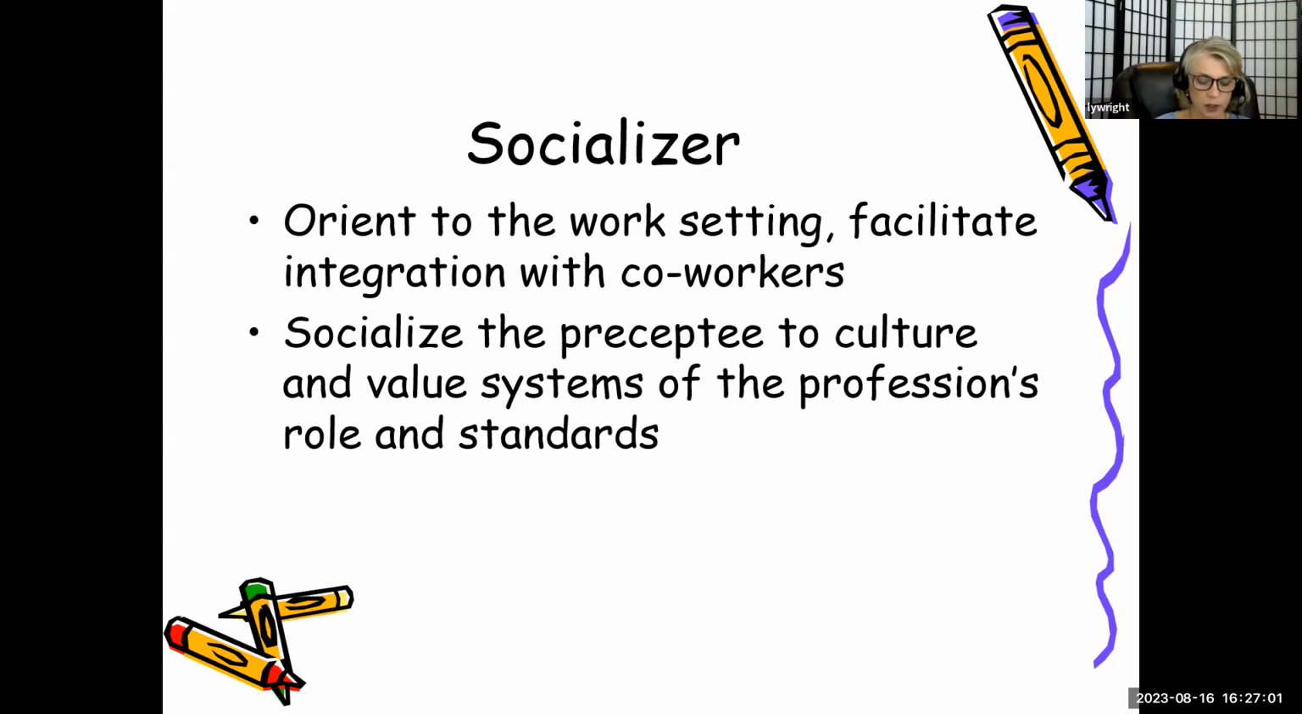And help them with that integration. When you're on rounds, for example, the doctor might ask a question and you can say, well, you know what? My student was working with that patient this morning. Let's hear what she has to say about that, and help facilitate that relationship. We want to socialize the preceptee to the culture and value system that comes along with being a profession and what our standards are.